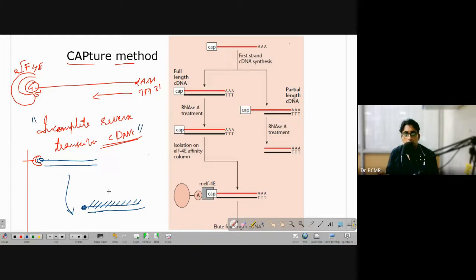And we are using the affinity of EIF4E for G cap. For the incompletely transcribed and completely transcribed ones, we can get rid of the cap of the incompletely transcribed one by using RNase A treatment. Wherever reverse transcription is complete, RNase A cannot act upon it because of the double strand, because of the base pairing like this. Okay, this is called the capture method.